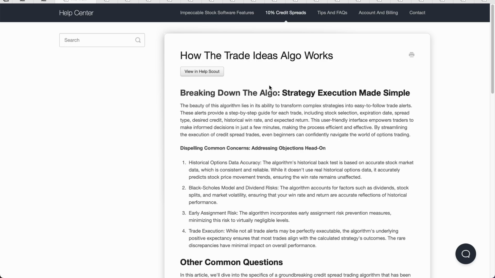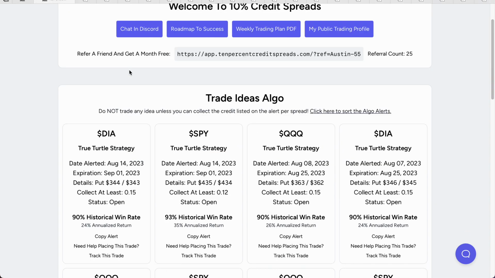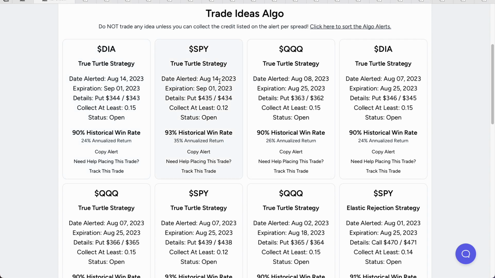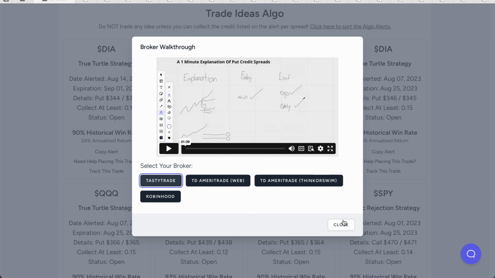In this help desk video, I'm going to walk you through how the Trade Ideas algos work for credit spread trading. So let's walk through it. You go to the dashboard, and the Trade Ideas algo is on the dashboard page, which is your main page. You simply scroll down here, and it shows you the alerts for today or for this week of what you should be entering in, what ETFs, as well as all the details about the trade, your win rate to help you pick which alert you want to follow, as well as the annualized return, and it also helps you place the trade by showing you how to place it for your specific broker.